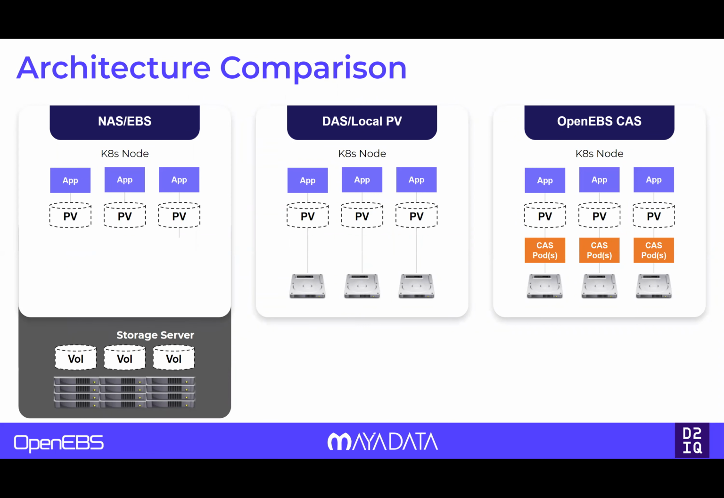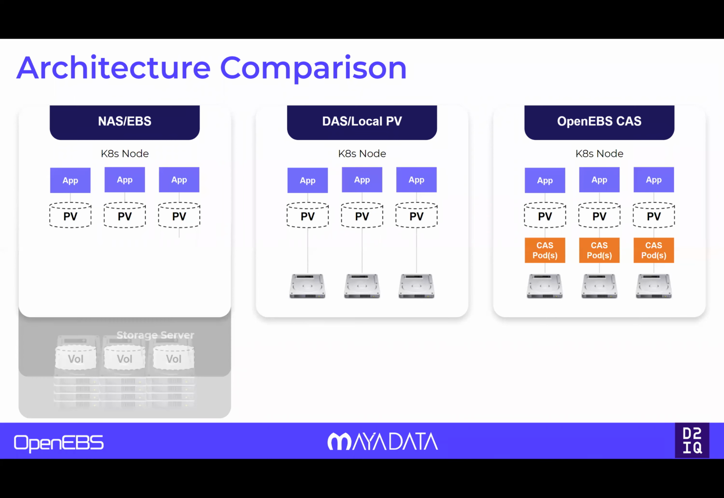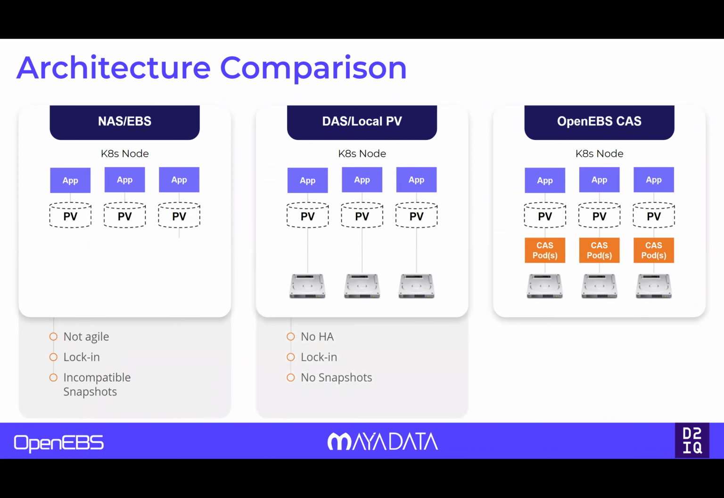In terms of architecture, if we look at the options, your storage options in Kubernetes are on the left side. You can use cloud storage. You can use your enterprise shared storage. But again, your application is hardwired to a specific volume, so it's not very agile. You have incompatible snapshots, and you're locked into a specific provider, one specific cloud vendor or one specific vendor on premises. You can use local disks or local PV, direct attached storage. You definitely don't get any features close to what an enterprise solution will get you.